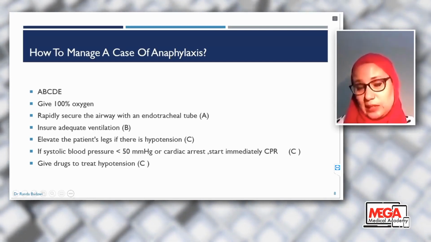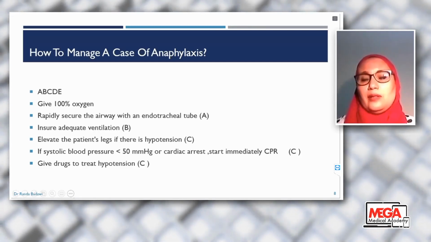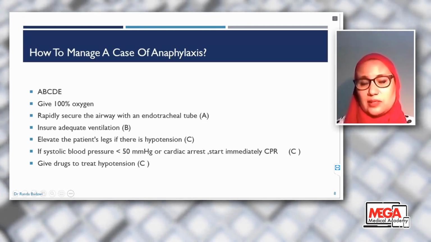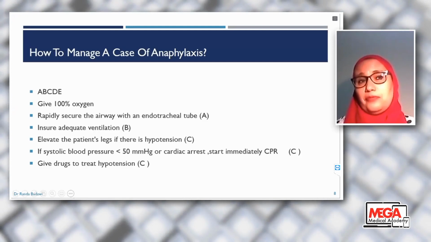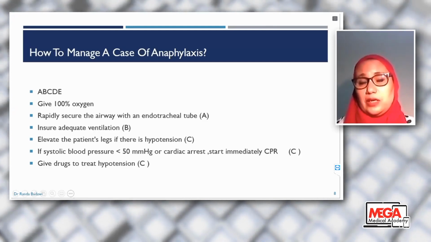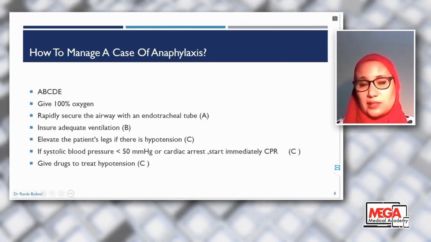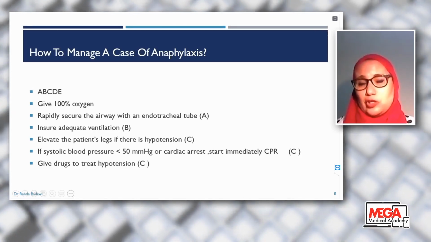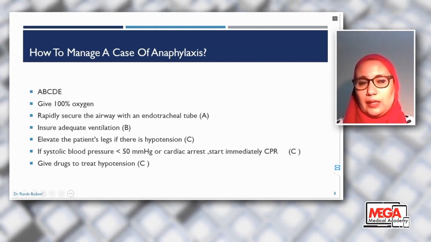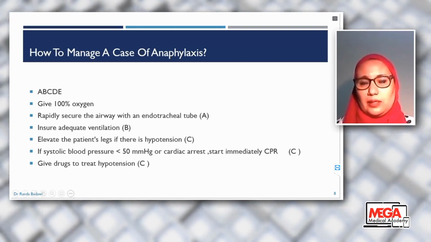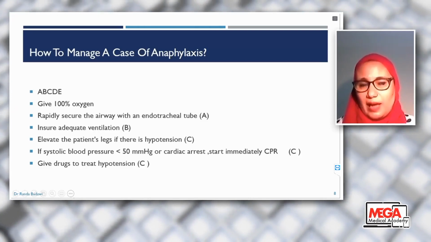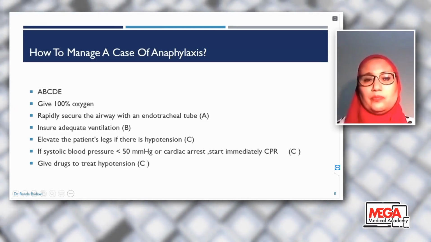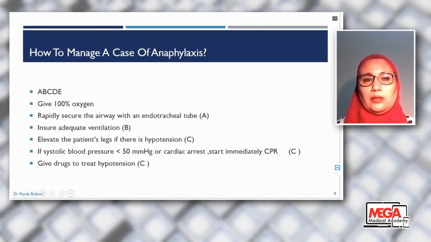Auscultate: look, listen. You may hear widespread wheezes. However, if you didn't hear any wheezes, this is not a good sign. A silent chest is an imminent sign indicating severe bronchospasm.